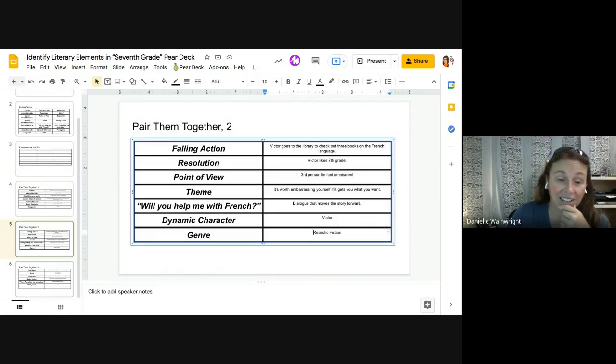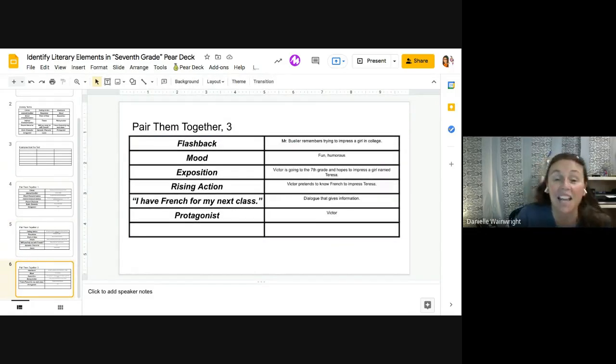Okay, slide 6. If we can. Oh my gosh, don't act up. Okay, there we go. Flashback is when either a character or the narrator thinks of something in the past. So in this case, Mr. Bueller remembers trying to impress a girl in college. The mood, which is how the story makes you, the reader, feel, is fun and humorous. The exposition, which we talked about in the plot line, is the background, the beginning information in the story. And it's that Victor is going to the 7th grade and hopes to impress a girl named Teresa. That's the beginning.